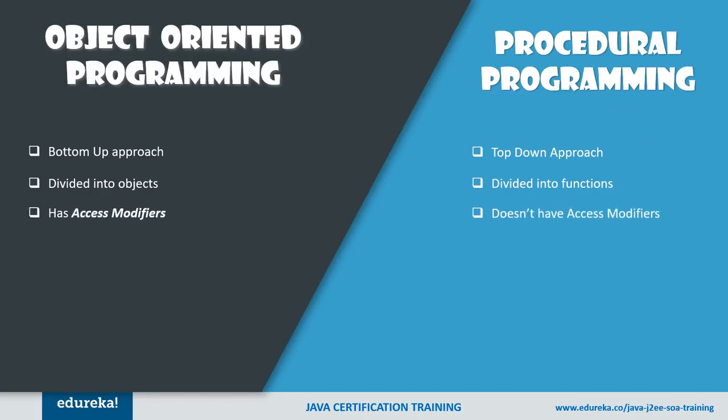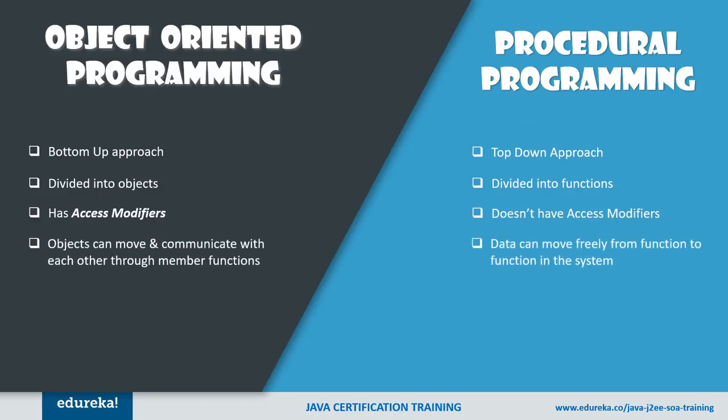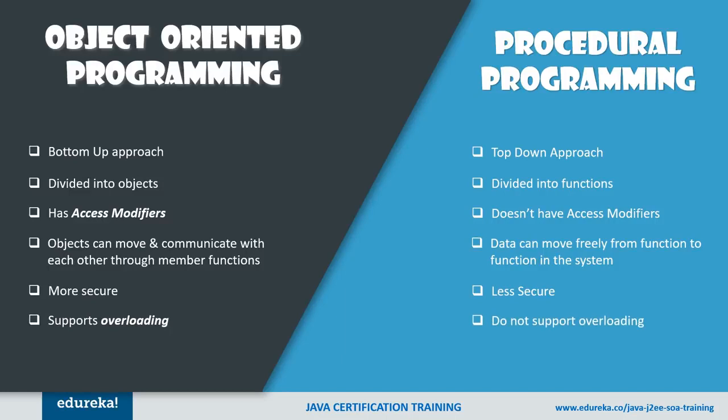For security, we have access modifiers. We have default, private, public, protected, but in the procedural approach we have no access modifiers. Objects can move and communicate with each other through member functions, whereas with plain functions we don't have objects, so data is just moving freely. So having access modifiers, our software solution can be designed with much more security as compared to the procedural approach. And lastly, we have features like overloading, overriding, inheritance, and many other features which object-oriented programming gives us.